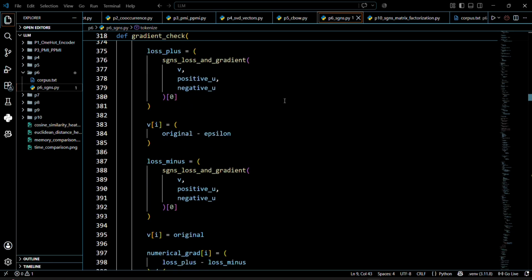negative samples. I then study the effect of the number of negative samples using 2, 5, 10 and 20 negative samples. For each setting, I compare the training time, final loss and nearest neighbor quality.